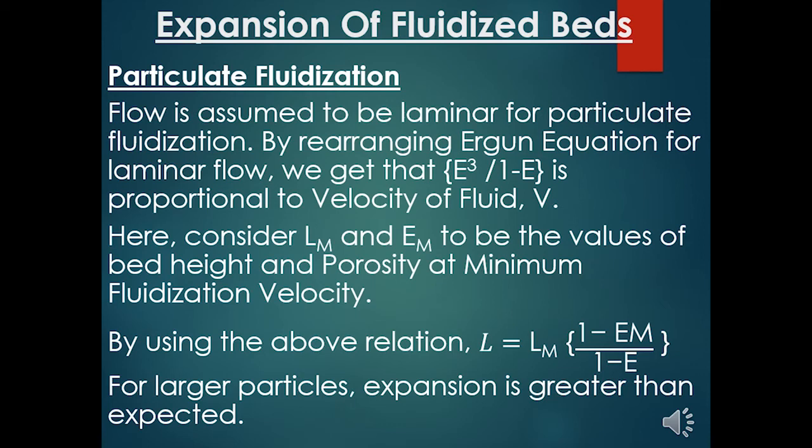So if we consider Lm and epsilon m to be the bed height and porosity at the minimum fluidization velocity, then by using the above relation we can see that L, the bed height at the velocity we want to find out, is equal to the bed height at the minimum velocity multiplied by (1 minus epsilon m) by (1 minus epsilon). Here epsilon m is the porosity of the bed at the minimum fluidization velocity, and epsilon is the case which we are considering. So for larger particles, expansion is greater than expected from this equation.